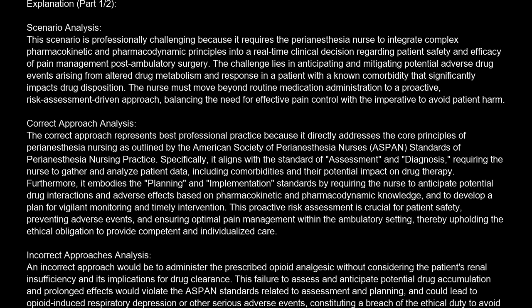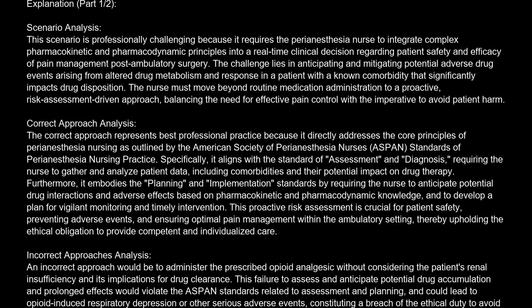The challenge lies in anticipating and mitigating potential adverse drug events arising from altered drug metabolism and response in a patient with a known comorbidity that significantly impacts drug disposition. The nurse must move beyond routine medication administration to a proactive, risk assessment-driven approach, balancing the need for effective pain control with the imperative to avoid patient harm.